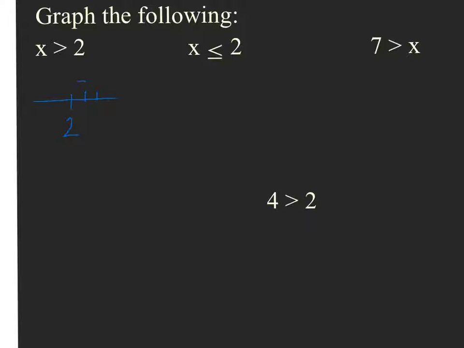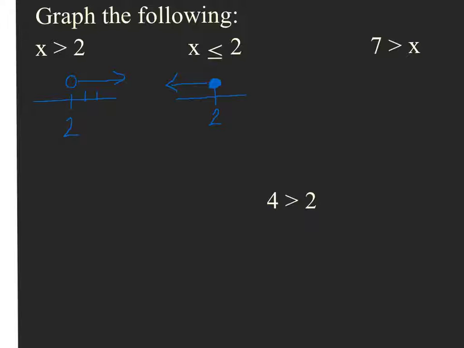So what we do is we're going to have an arrow going to the right because all those numbers are bigger than 2. But we're going to have an open circle because we can't include the 2, just things bigger than 2. On the next one we have x is less than or equal to 2. This time we can include the 2, so we close it. We call this a closed circle. The last one we did is called an open circle. And x is smaller, so we go to the left.